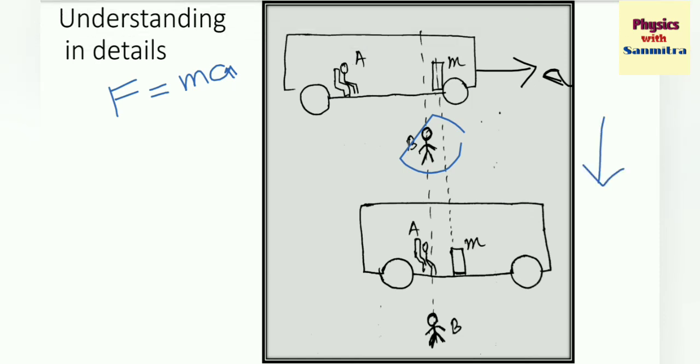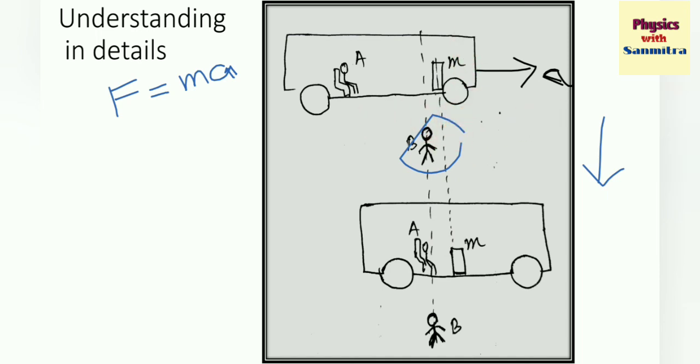See, this block of mass m is not in contact with the surface because it is kept on a frictionless surface. So as the bus moves forward, there is no horizontal force of contact between the surface and the block m. There is a normal reaction, I agree, but this horizontal motion cannot be transferred to this mass m by any means because there is nothing here. So this block of mass m will be absolutely at the same position with respect to the ground or observer B.